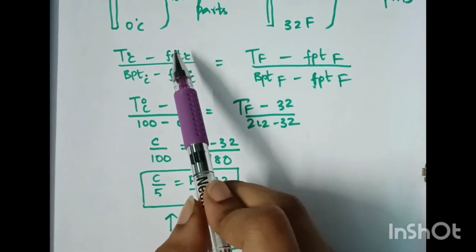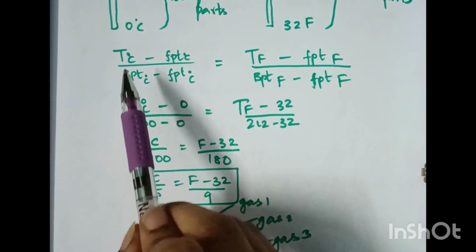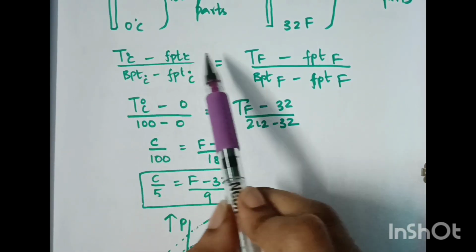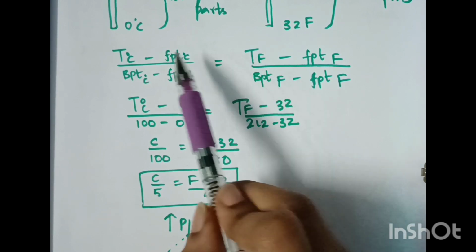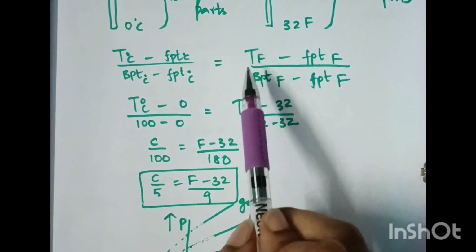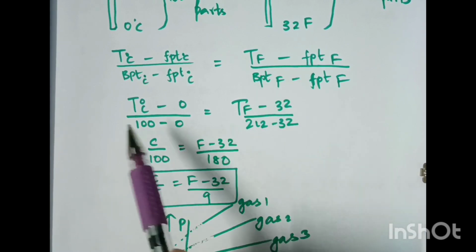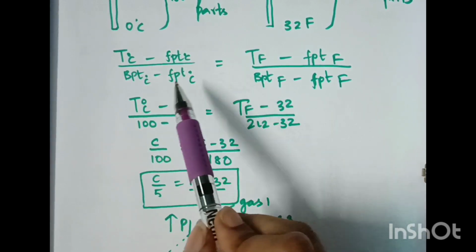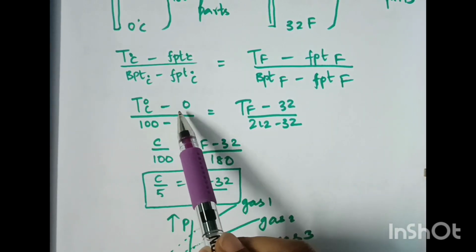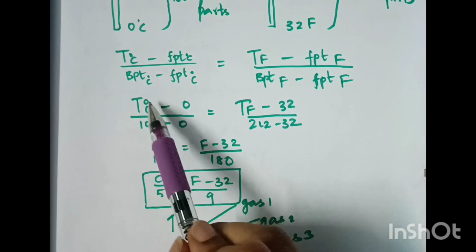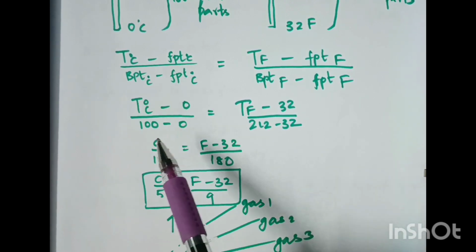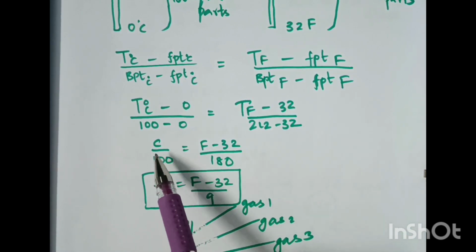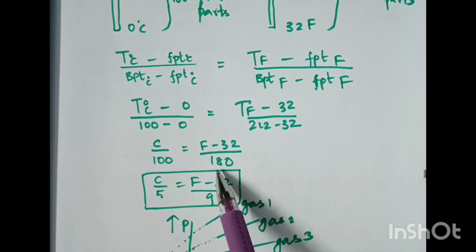So if we know this and this, and if we are interested in finding, suppose, what is the value of 25 degrees Celsius in Fahrenheit, then you can substitute 25 here and find the value of TF, that is Fahrenheit. So I'm substituting the values, that is the upper point and lower point. So T in Celsius minus 0 by 100 minus 0. Here we are taking the boiling and freezing points of the Celsius scale. So temperature in Fahrenheit minus 32 by 212 minus 32. So that is C by 100 equals F minus 32 by 180.